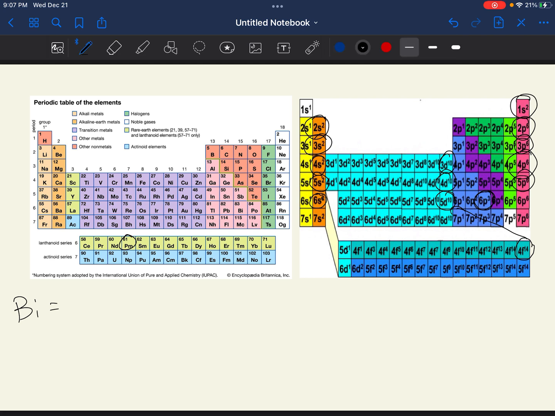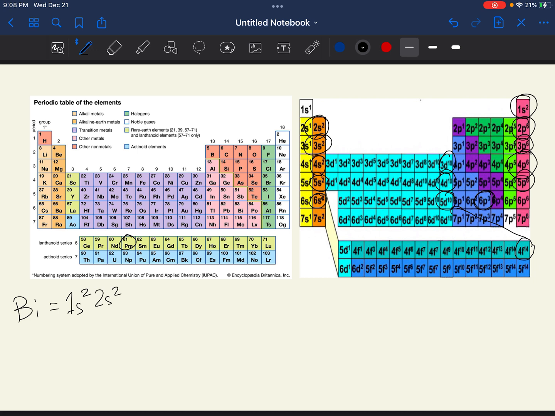So we would go 4f14, then we go to 5d10. Remember, 4f14, then 5d10, not 5d10, then 4f14. A lot of people make that mistake. And then to 6p3. So this is going to be a really long electron configuration. So let's write it really quick.